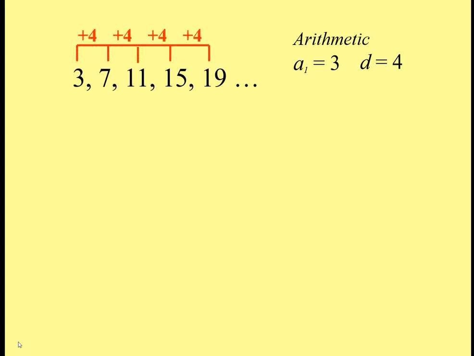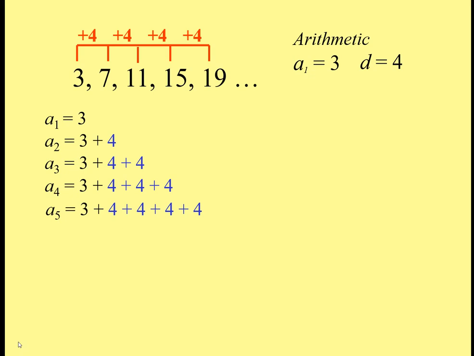Once again, using the same arithmetic sequence with a sub 1 equals 3 and d equals 4, we're going to establish a pattern now. We know a sub 1 is 3, a sub 2 is 3 plus 4, which is 7, a sub 3 is 3 plus 4 plus 4, 11, a sub 4 is 3 plus 4 plus 4 plus 4, a sub 5 is 3 plus 4 plus 4 plus 4 plus 4. And now we're kind of tired of saying plus 4 lots of times, so we're going to summarize that, and we're going to say 3 plus 4 fours, or 4 times 4.